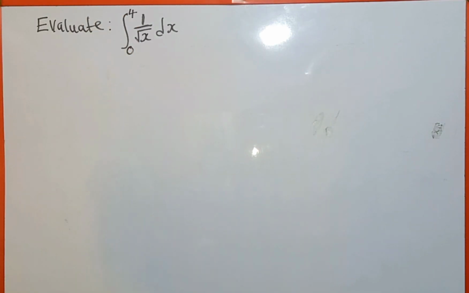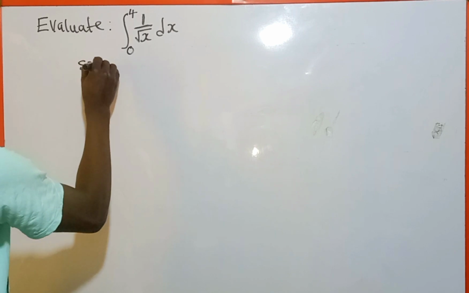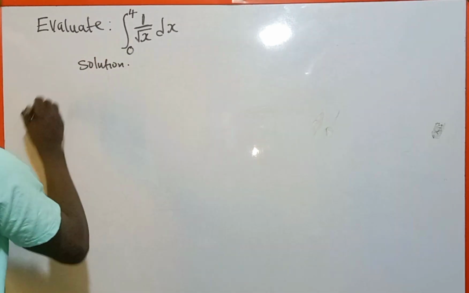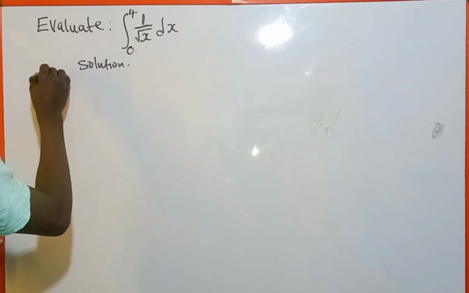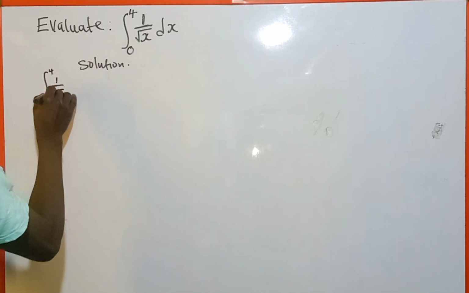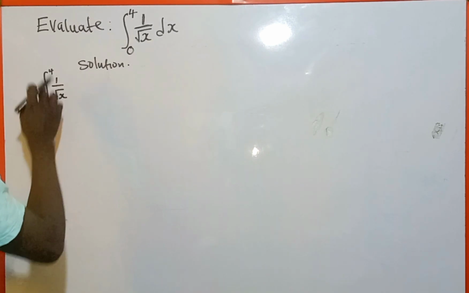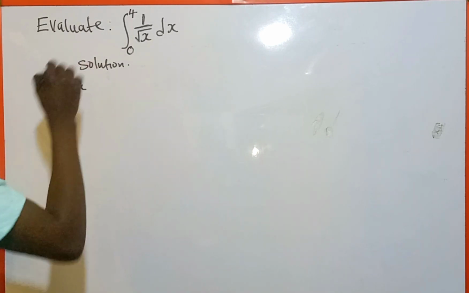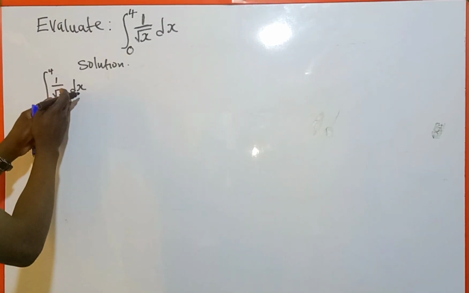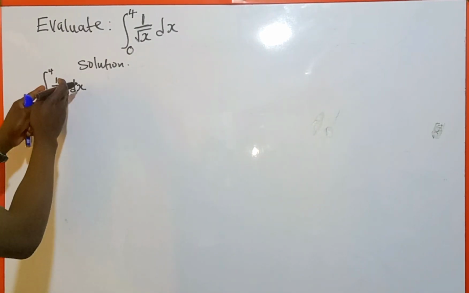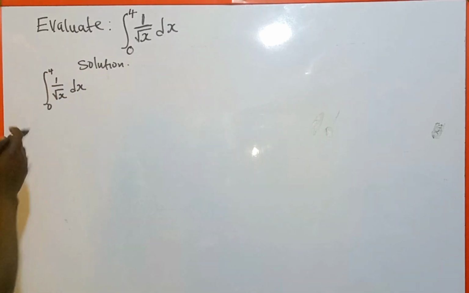Solution. The first thing we need to do is to rewrite the question. We're asked to evaluate the integral of 1 over root x from 0 to 4 with respect to x. The next thing we're going to do is to simplify this before we integrate. We're going to simplify this function, 1 over root x.